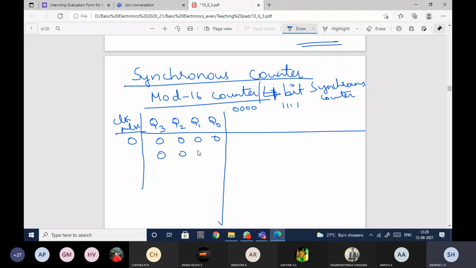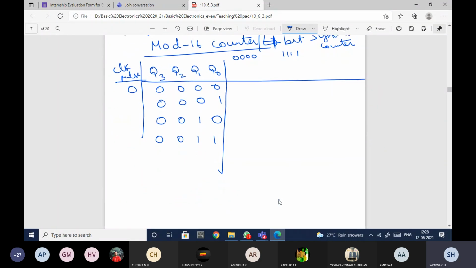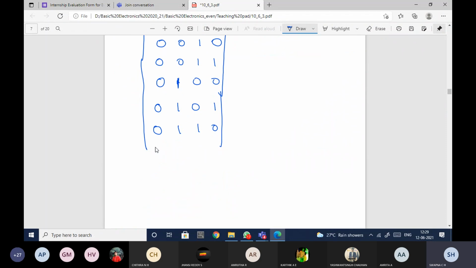After this state, I have to get 0 0 0 1. Next is 0 0 1 0. Next is 0 0 1 1. All of you make a note, write along with me. All the states I'm writing here. Next one is 0 1 0 0. Next one is 0 1 0 1. Next one is 0 1 1 0. Next state is 0 1 1 1. Next state is 1 0 0 0.